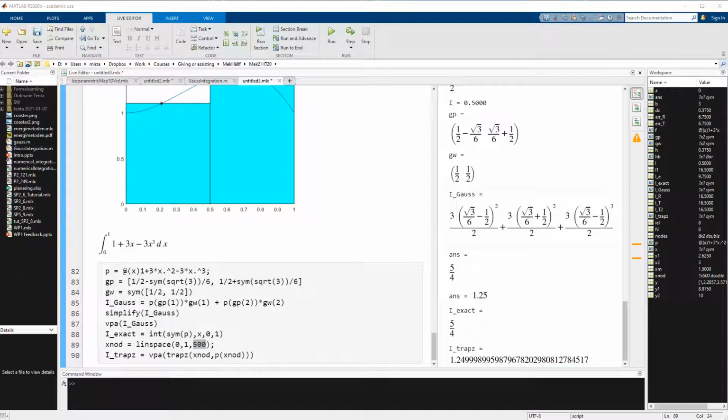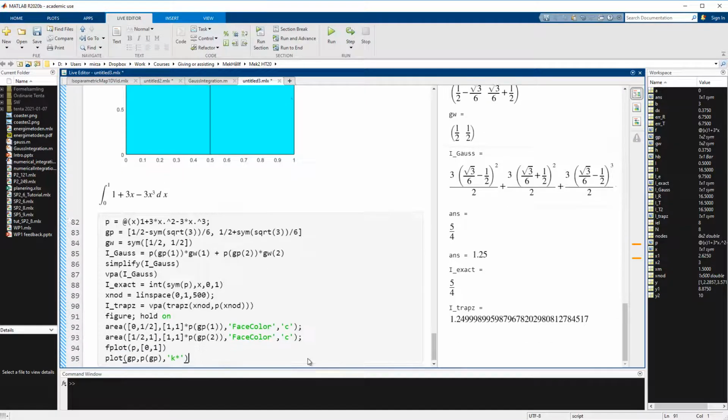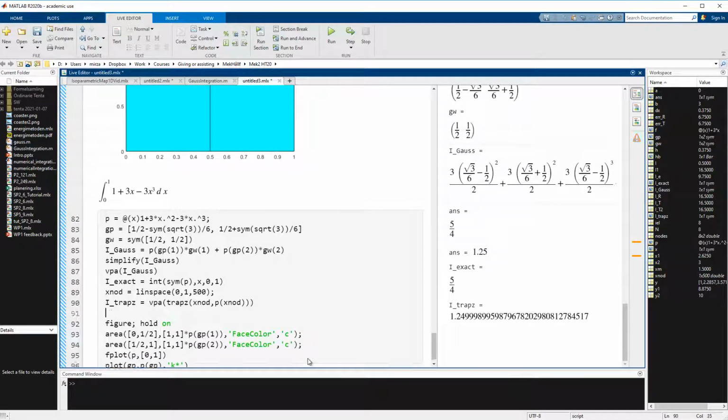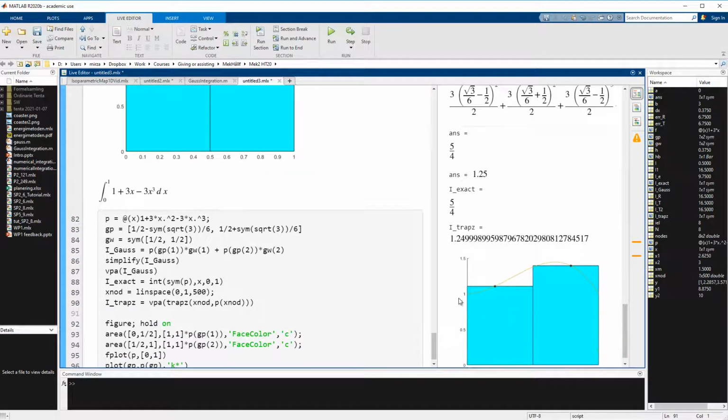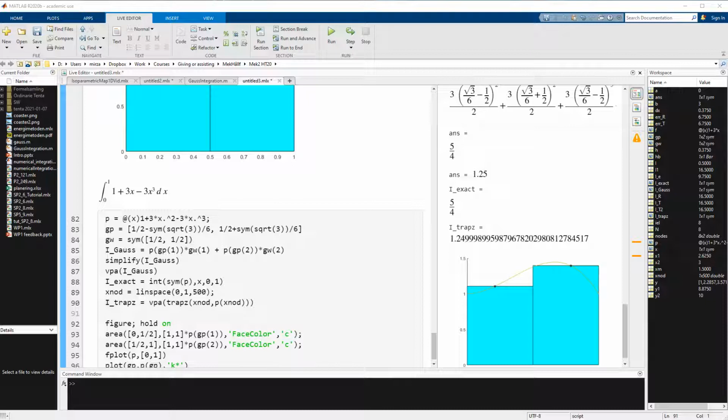So let's visualize this programmatically using MATLAB. We can throw this in here and see that this is what we have. It's quite amazing, I would say. All right, so this is basically how this stuff works.